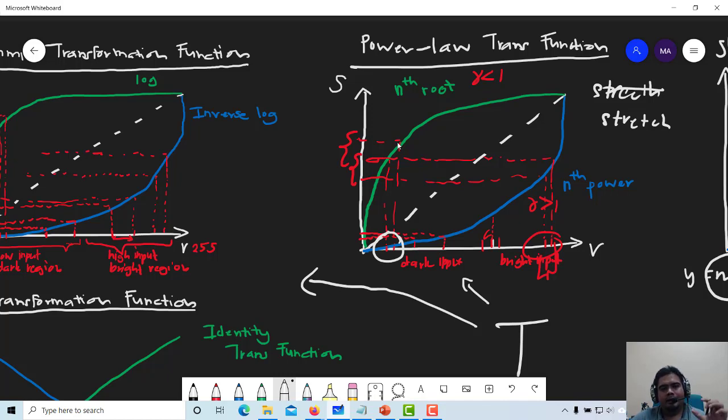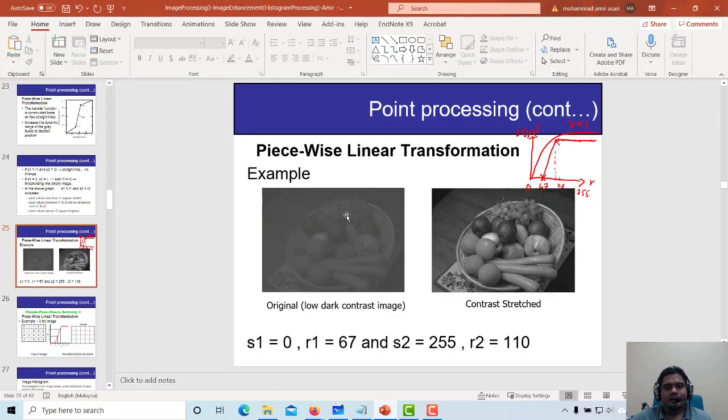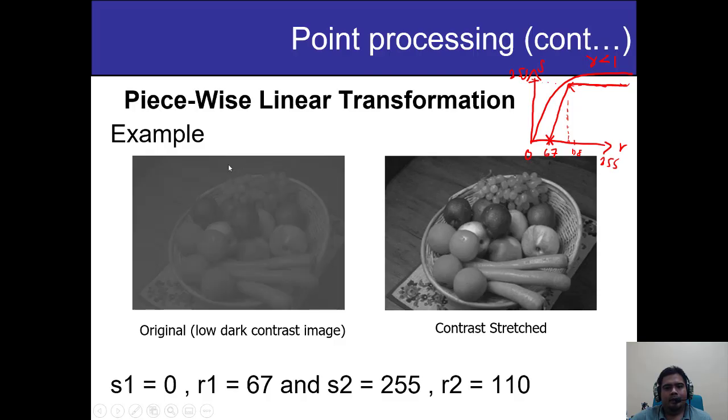Okay, we want to enhance at the dark region. So that's why if you see in this example, because this one is very dark region, we want to improve on that. So that's why we set it in this way. So now the shape is in this way, which mimics the power law transformation function where the gamma is less than 1. Okay, so I hope by having this discussion you are clear about the piecewise linear transformation function.